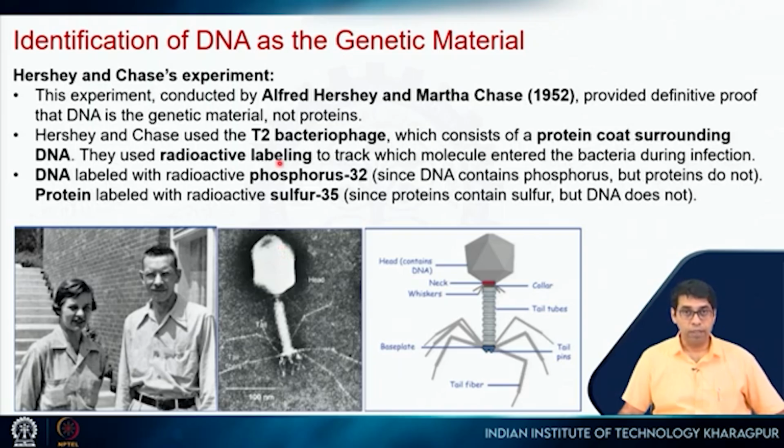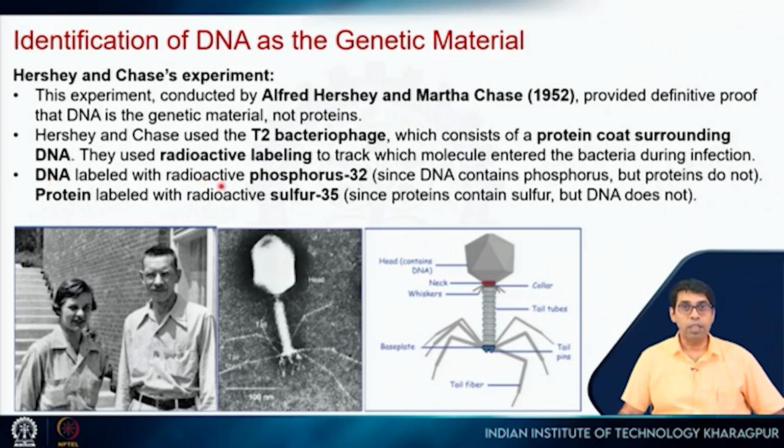So the bacteriophage virus can infect bacteria by injecting its DNA, and this virus is made up of protein. This coat, the envelope that is present, is made up of protein. So they used radioactive labeling to track which molecule entered the bacteria during infection. So which molecule is actually resulting in the infection of the bacteria? Is it the protein of the virus or the DNA of the virus, right? At that time it was not known which is going in.